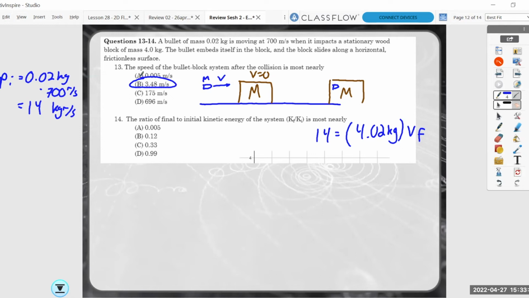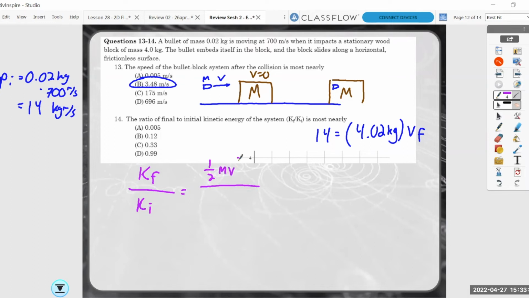I mean, it's still like 6 miles an hour, but it's a far cry from the 700 meters per second that we started with. Now, here, it asks us for the ratio of kinetic final to kinetic initial. Let's take it extremely literally and calculate each one.